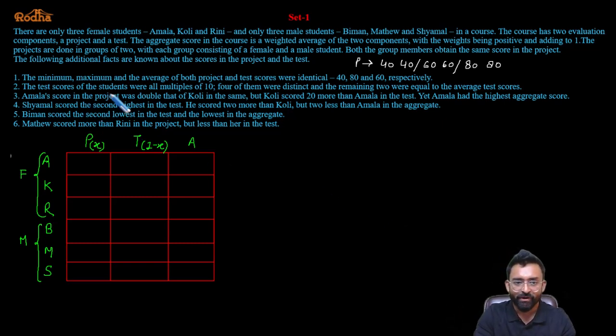The test scores of the students were all multiples of 10, that is okay. 4 of them were distinct and the remaining 2 were equal to the average test score. Now it is given that the test score's minimum is 40, the average is 60, and the maximum is 80. Now it is mentioned that 2 of them scored the same marks, which is the average. So these are the numbers which we have already.